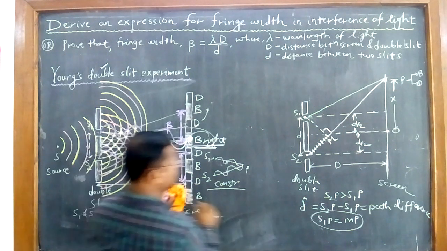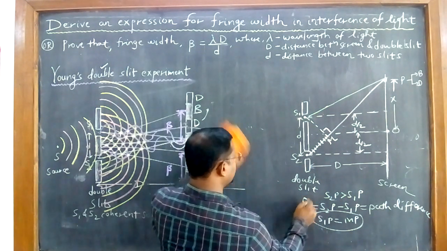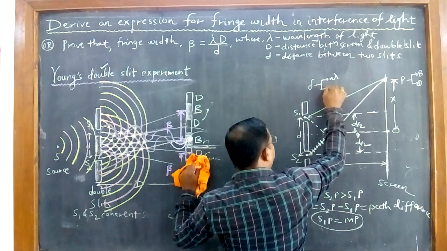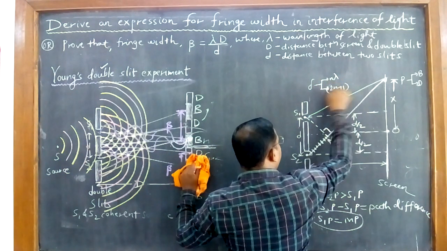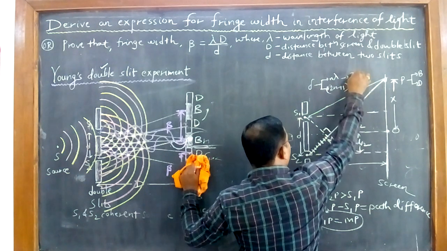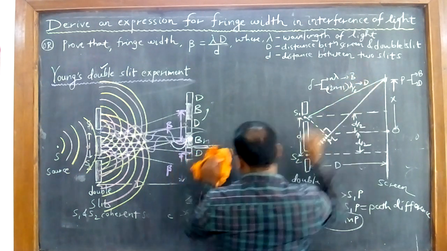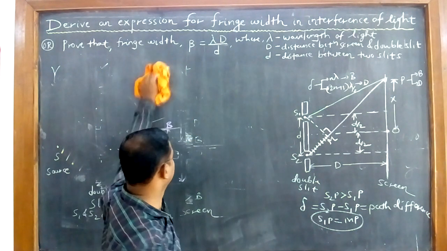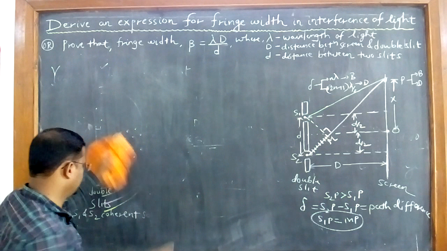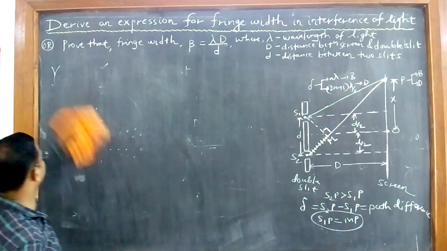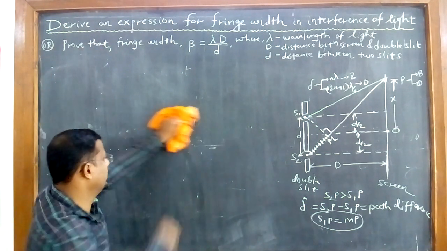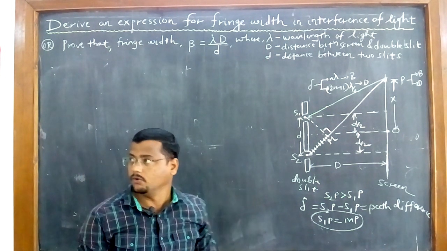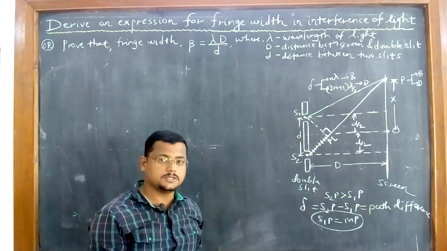And if this path difference delta is equal to n lambda, and the next option is 2n plus 1 lambda by 2: for n lambda you will have brightness, and for 2n plus 1 lambda by 2 you will have darkness. You can never understand this if you have not watched my previous video. If you are watching this video directly, you cannot understand delta equal to n lambda and delta equal to 2n plus 1 lambda by 2. For that you have to understand my previous lecture.